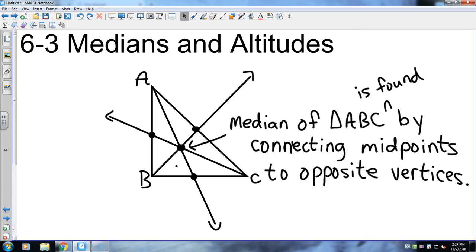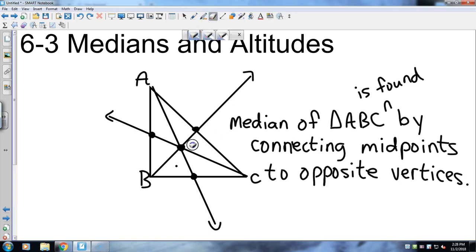And I don't want to forget that although this is labeled as the median, the actual point is called the centroid. So if they ask you to locate the centroid, that's actually what they're doing, finding the median.